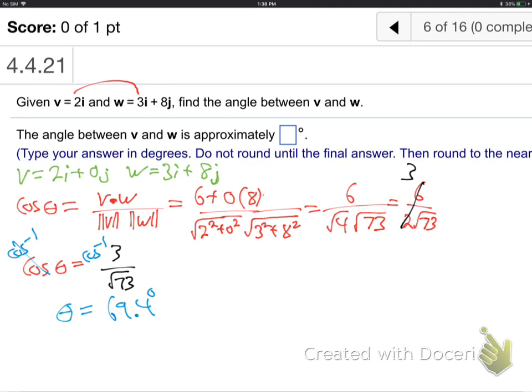Questions I can answer? We found the angle between those two vectors. I didn't even have to draw them. We all happy about that? Is it all good?